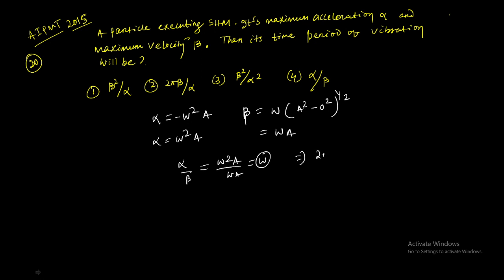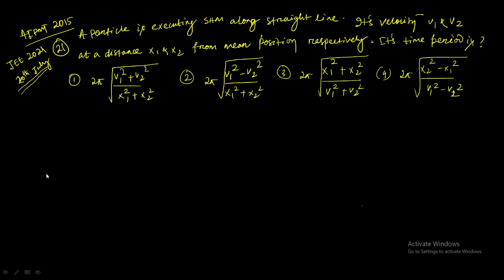So 2 pi by T equals alpha by beta. So time period equals 2 pi beta by alpha. So option number 2 will be correct. Let's see question number 21.